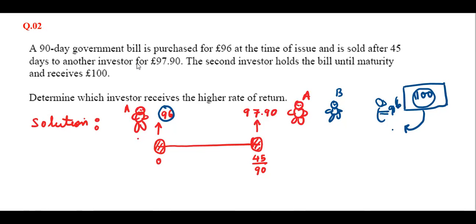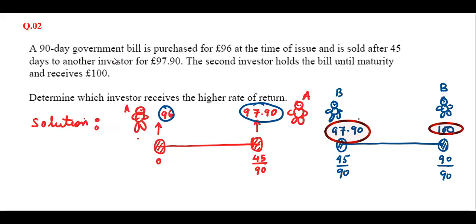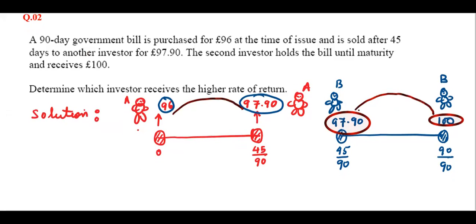So you pay 96, and I'm not saying 4%, you will get 4 extra. That means you pay 96 now, take 100 after 1 year. That is how government bills work. So if you check here, this is the time 45 days for the second investor, and this is the time period 45 days for the first investor. You need to decide who earned more interest.